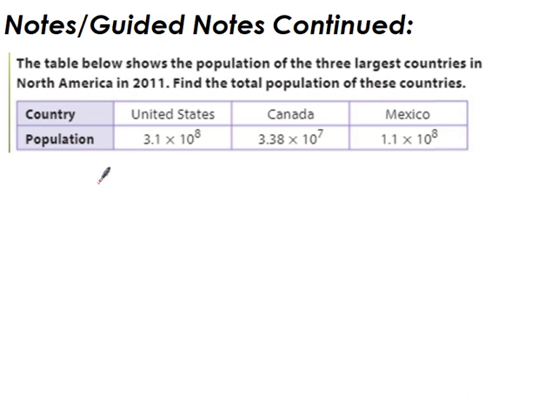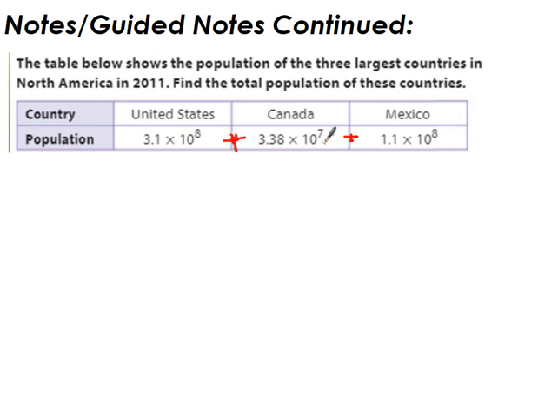So this table below shows the population of the 3 largest countries in North America. You have the United States, Canada, and Mexico. Those are the 3 largest countries in North America. Find the total population of these countries. So what I want to do is figure out how many people live between these 3 countries. So I have to add these 3 values together.